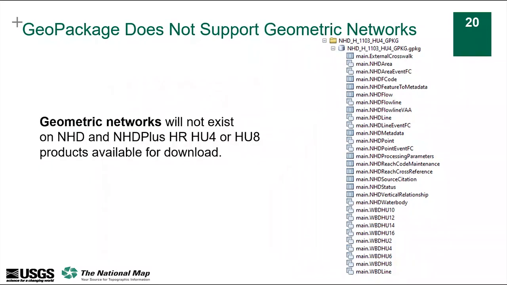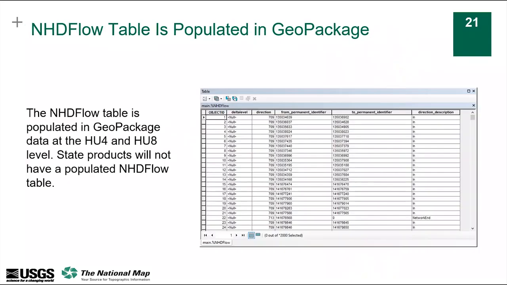GeoPackage does not support geometric networks. Geometric networks are found in NHD and NHDPlus HR, HU4, and HU8 geodatabase data and can be used in ArcMap. The geometric network is an Esri construct and will not exist in GeoPackage data. ArcPro utilizes the trace network. We've talked a lot about what GeoPackage does not support.